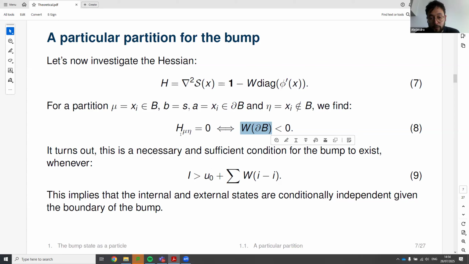Additionally, we can derive from analyzing the Hessian some additional conditions which are known from the literature. And then we conclude that the internal and external states of the bomb are conditionally independent given the boundary of the bomb as defined here. So in some sense, potentially not very general, but general enough to fit at least the definitions given, the bomb behaves like a particle.